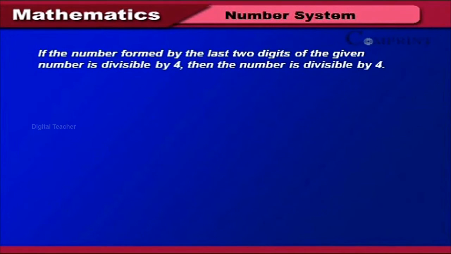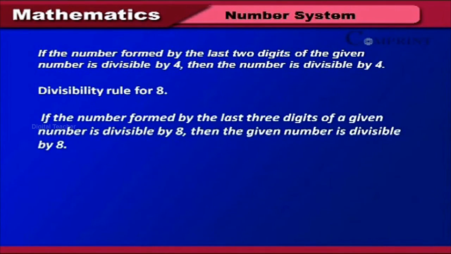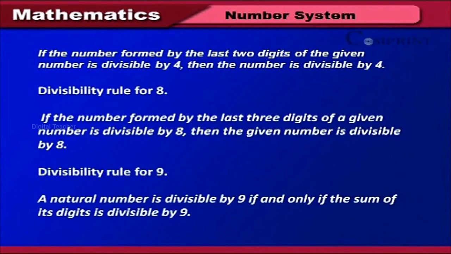If the number formed by the last two digits of the given number is divisible by 4, then the number is divisible by 4. Divisibility rule for 8. If the number formed by the last three digits of a given number is divisible by 8, then the given number is divisible by 8. A natural number is divisible by 9 if and only if the sum of its digits is divisible by 9.